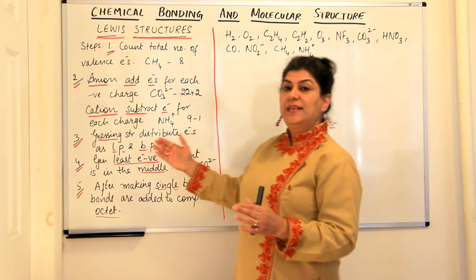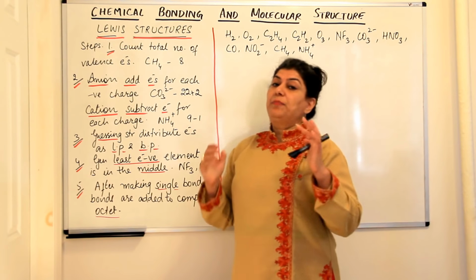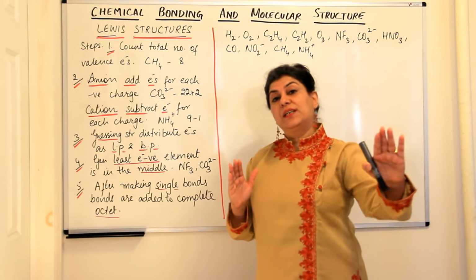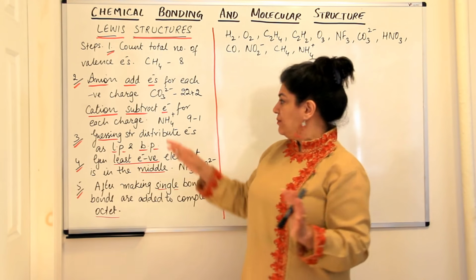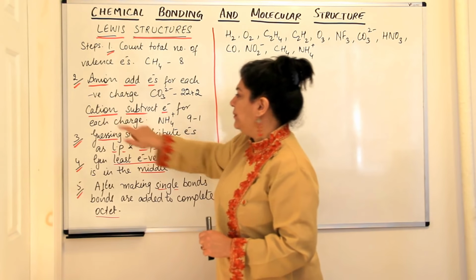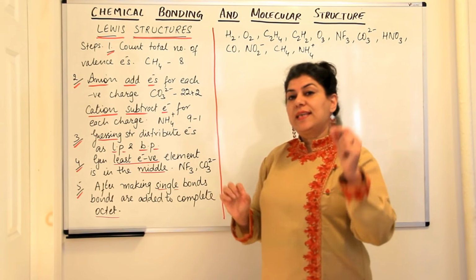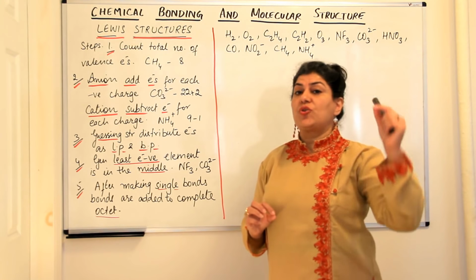If the ion is a cation, it means it is positively charged. And a positive charge is possible when electrons have left a species. It can be an atom, a group of atoms, an ion, or a molecule, whatever. So if it is a cation, you have to subtract the same number of electrons as the number of positive charges on the ion.